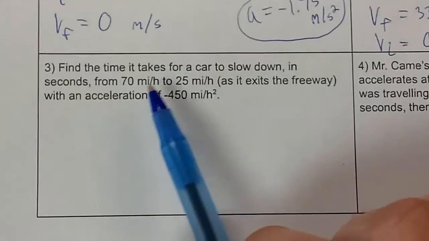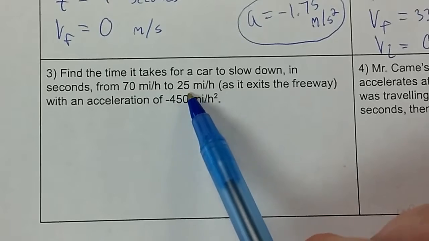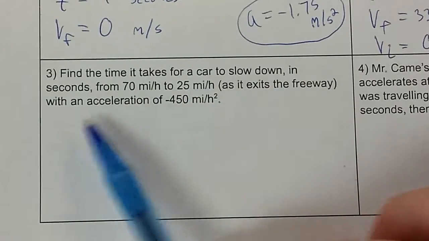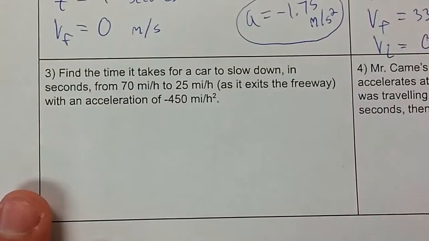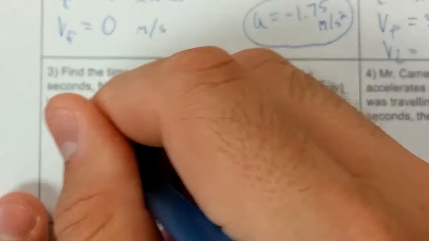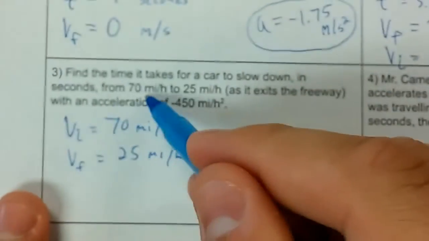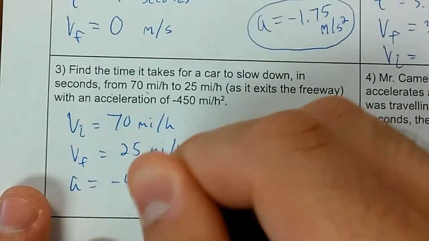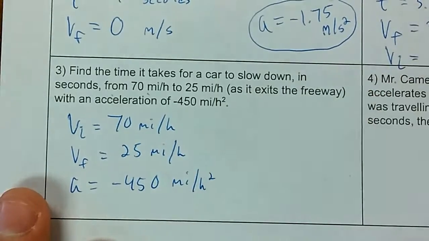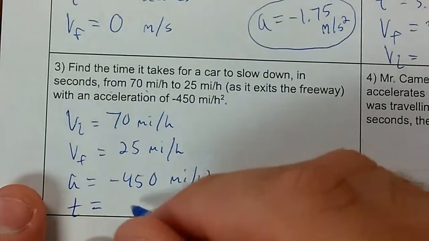Number 3, find the time it takes for a car to slow down in seconds from 70 miles per hour to 25 miles per hour as it exits the freeway with acceleration of negative 450 miles per hour squared. Write down what we know. Velocity initial is 70 miles per hour. Velocity final is 25 miles per hour. That's stated, from 70 to 25. The acceleration is given to us, negative 450 miles per hour squared. And we're looking for time in seconds.